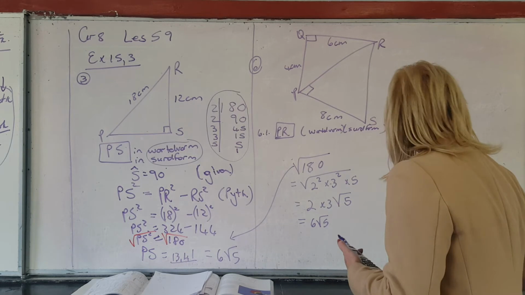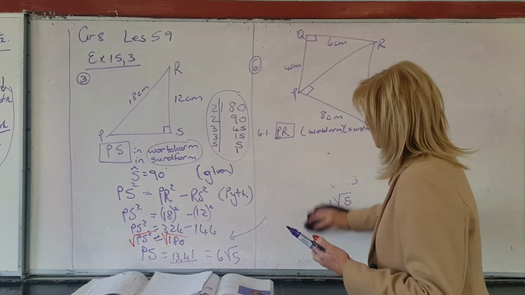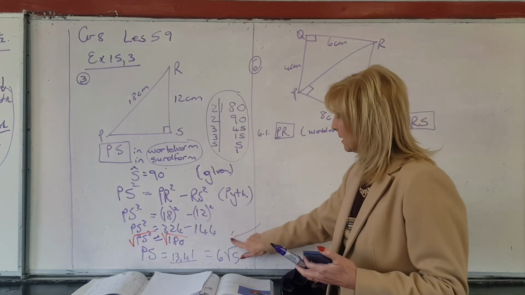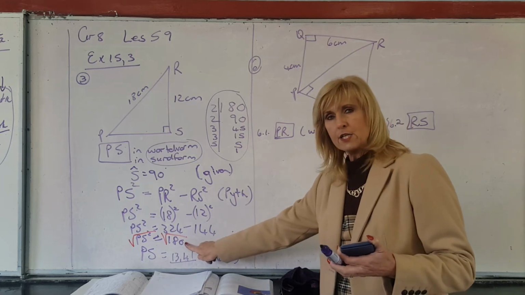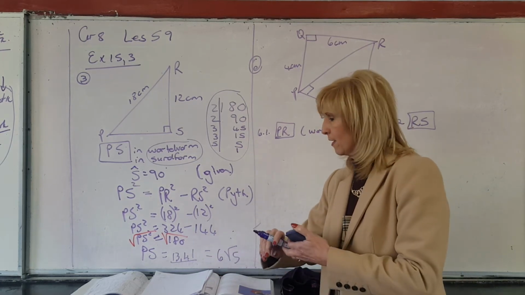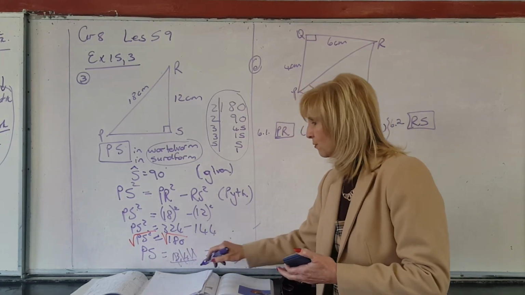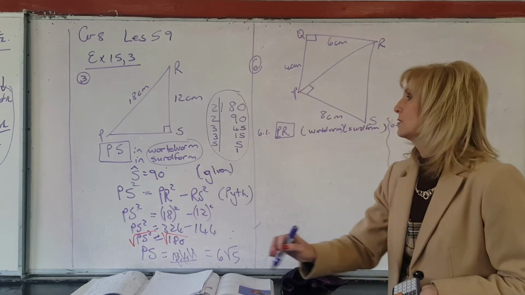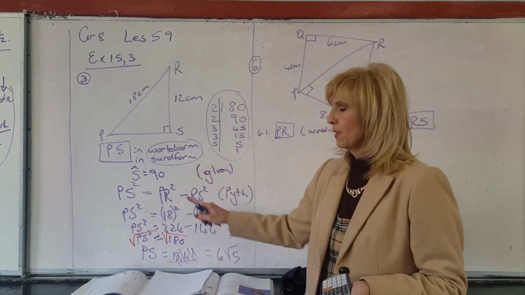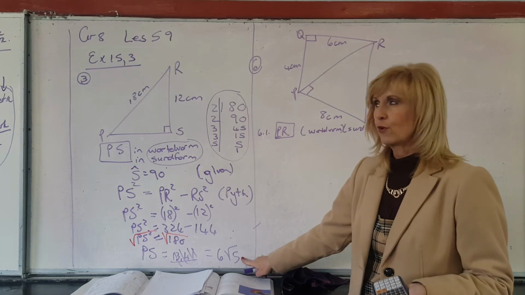Jy hoef dit nie elke keer so te doen nie. So it's not necessary. You just take your calculator and put in 180 square root and it gives you 6 root 5. And I'm not writing 13.41 because the question said write it in surd form. So ek los hom in wortelvorm.